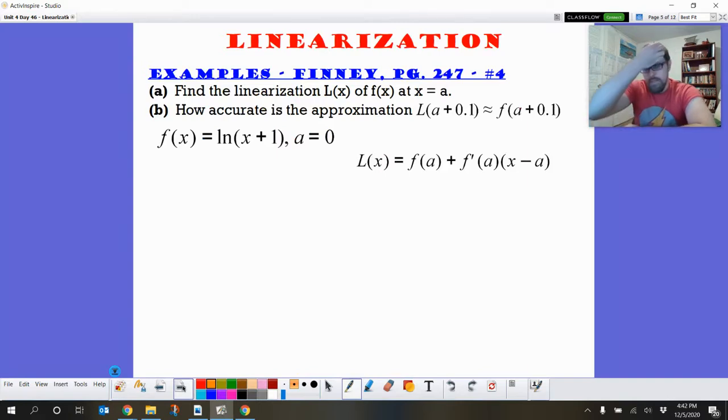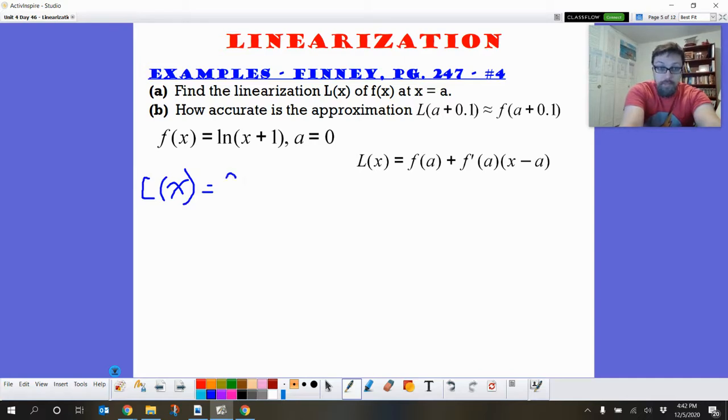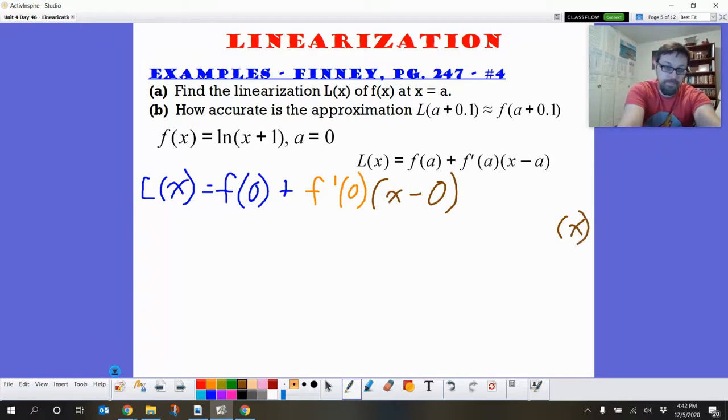Let's try another one of these. So once again, we want to find the linearization at a particular point. I'll make sure I've got my key handy. So it's just another matter of plugging and chugging. We're doing L of x equals f of a plus f prime of a times x minus a. In this case, f of 0 plus f prime of 0, and then x minus our a value, which is 0. So this is just going to end up being an x when we're all said and done.